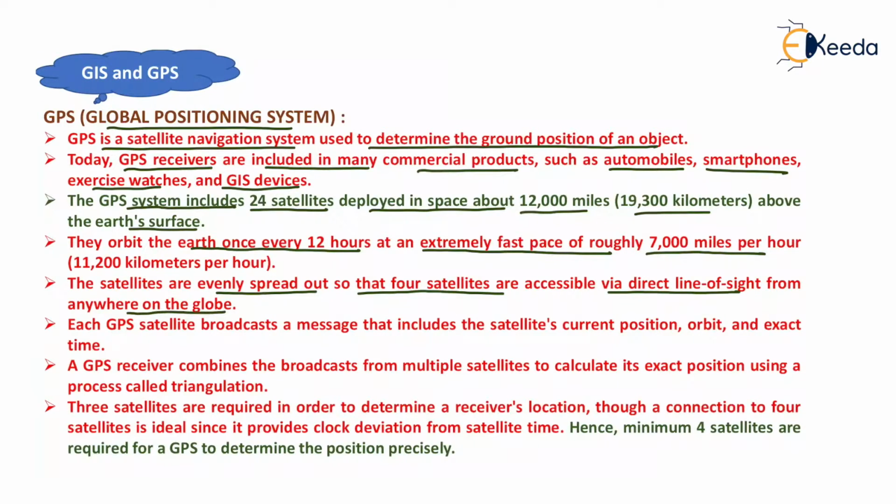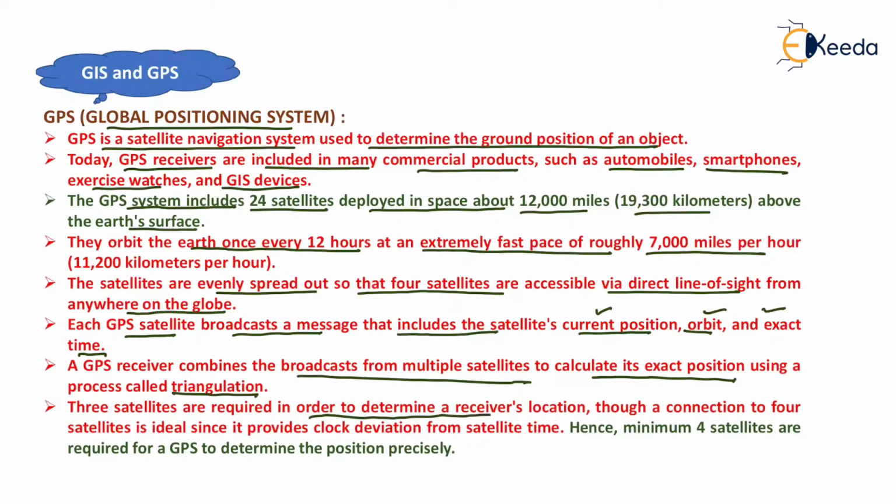Now, each GPS satellite broadcasts a message that includes the satellite's current position, orbit, and the exact time. That is the three major parameters. Now, a GPS receiver combines the broadcast from multiple satellites to calculate its exact position using a process called triangulation. Now, three satellites are required in order to determine a receiver's location.